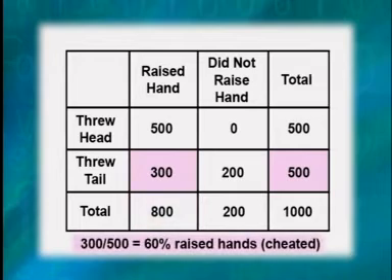You see, 300 of the people who threw a tail, which we're assuming was 500 people, raised their hand anyway. So that means that 60% of the people who had thrown a tails raised their hands. But throwing a tails is just a random event. So we deduce from that an estimate for the proportion of people who cheat would be 60%. So even though you don't know for sure for any individual whether or not that person cheated, you deduce that approximately 60% of the people actually cheated.